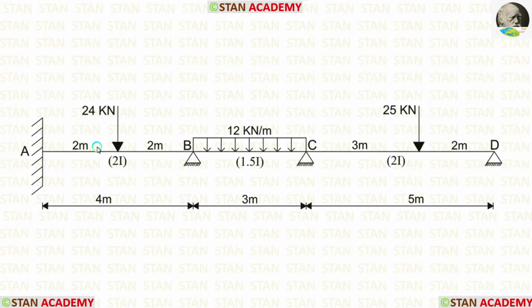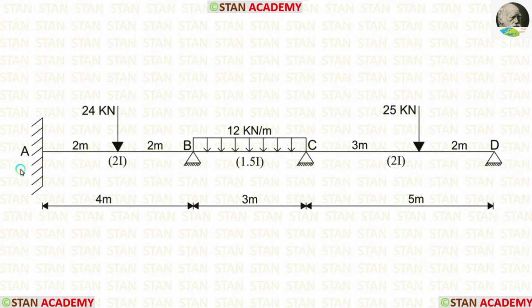In the span AB, we are having point load 24 kN acting on the center. In the span BC, we are having UDL 12 kN per meter acting for the full span. In the span CD, we are having a point load 25 kN acting at 3 meter from the point C.